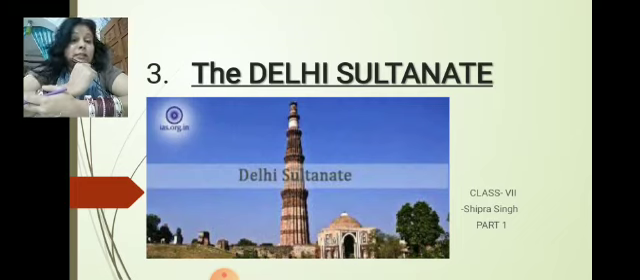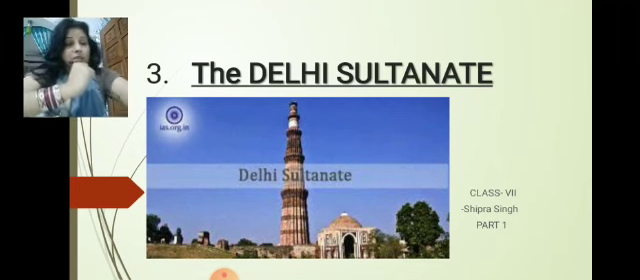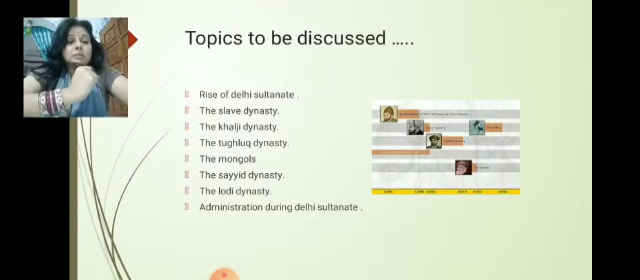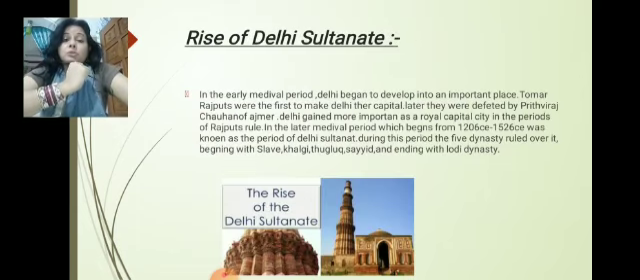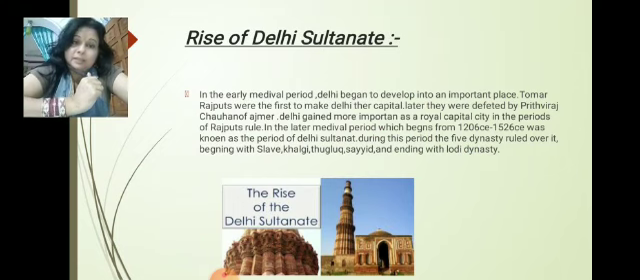In the Delhi Sultanate, we have so many topics. First is the rise of the Delhi Sultanate, the Slave dynasty, the Khilji dynasty, the Tughlaq dynasty, the Mongols, the Sayyid dynasty, the Lodi dynasty, and the last, administration during the Delhi Sultanate. Here I have also given the timeline with the rulers and their ruling periods. So now come to the first topic of this chapter, the rise of the Delhi Sultanate.